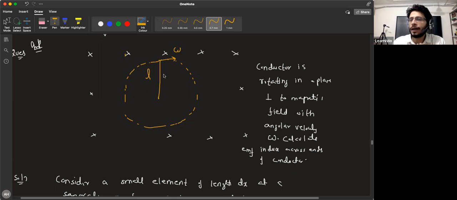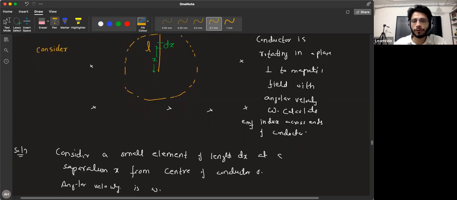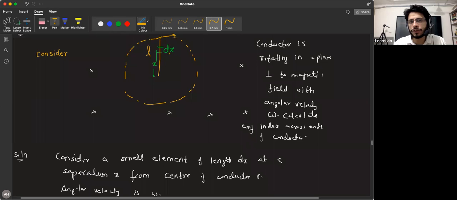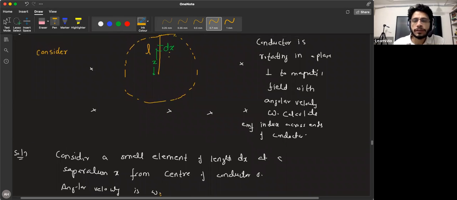To calculate the EMF, what we do is we first consider a small element of this whole conductor of length dx at some separation x from the center of the conductor. The angular velocity of this small element is omega. The radius of its path is x. So if you have angular velocity and you have the radius of the path, then how will you calculate the linear velocity?